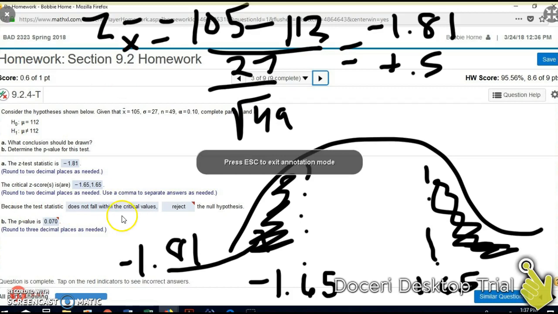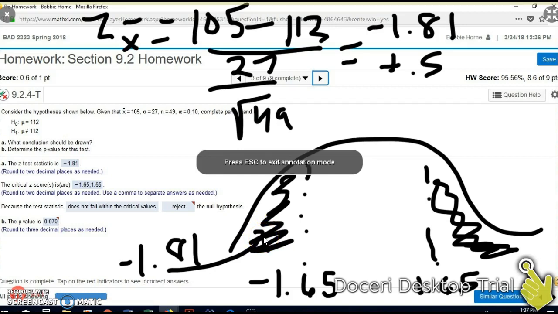So since our test statistic doesn't fall in between here, if it fell in between here, we wouldn't reject it. But if it falls in this area over here, we have to reject it.